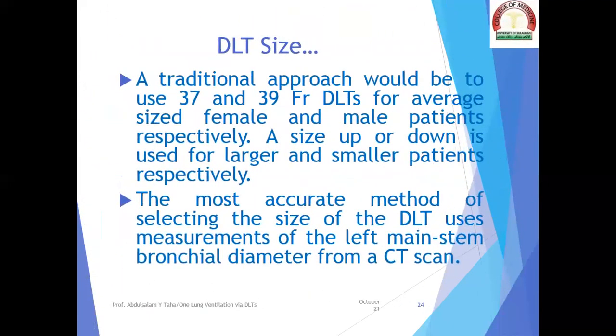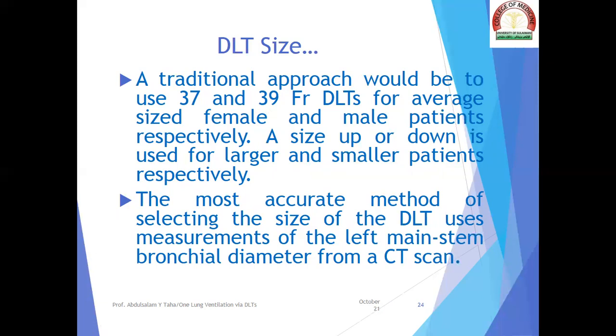A traditional approach would be to use 37 and 39 French double lumen tubes for average sized female and male patients, respectively. A size up or down is used for larger and smaller patients, respectively. So in practice, two sizes should be available, 37 for females and 39 for males.